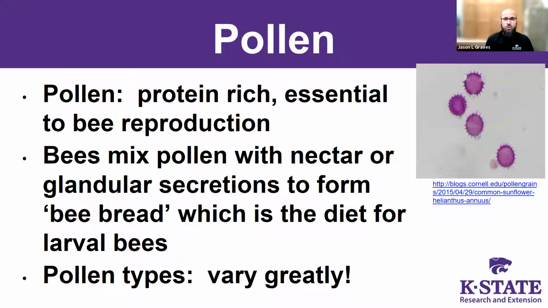Now, pollen is protein, right? That's what bees are utilizing pollen for. It's a protein that is essential for bee reproduction, and that's why they're collecting it. They're mixing it with nectar, and they're storing it in their nests as a diet for the larval bees. So we've got to provide pollen. There's a lot of variation in pollen types, and you can research how unique pollen is across the plant world. That's why we get specialized bees that on occasion specialize on certain plants and plant pollen.